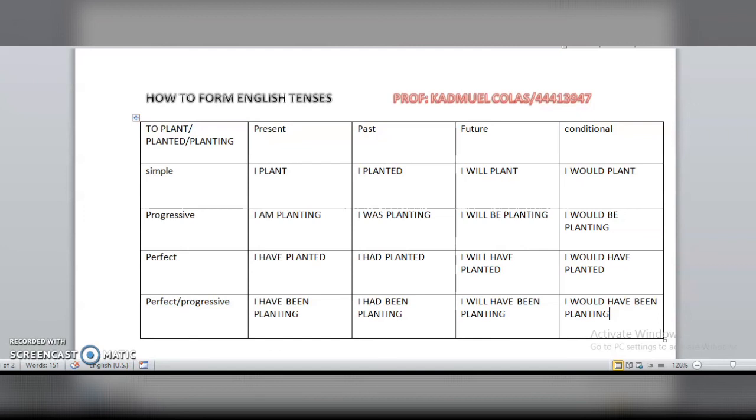Here we get the chart filled out. Okay, complete. So I get the simple present tense: I plant, past, I planted, future, I will plant, conditional, I would plant. And progressive: I am planting, I was planting, I will be planting, I would be planting. The perfect: I have planted, I had planted, I will have planted, I would have planted. Perfect progressive: I have been planting, I had been planting, I will have been planting, I would have been planting.